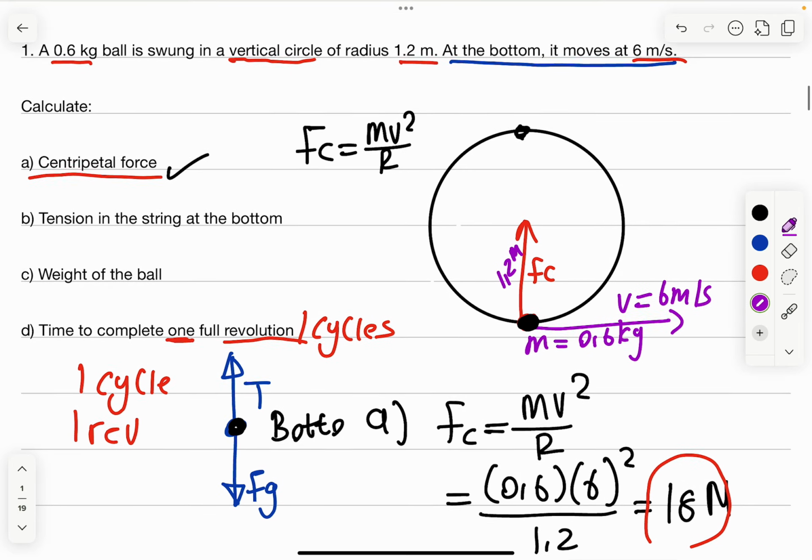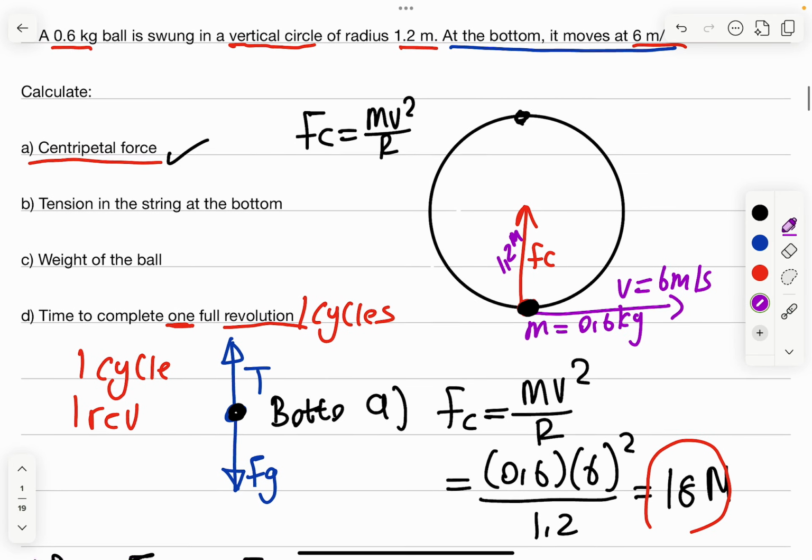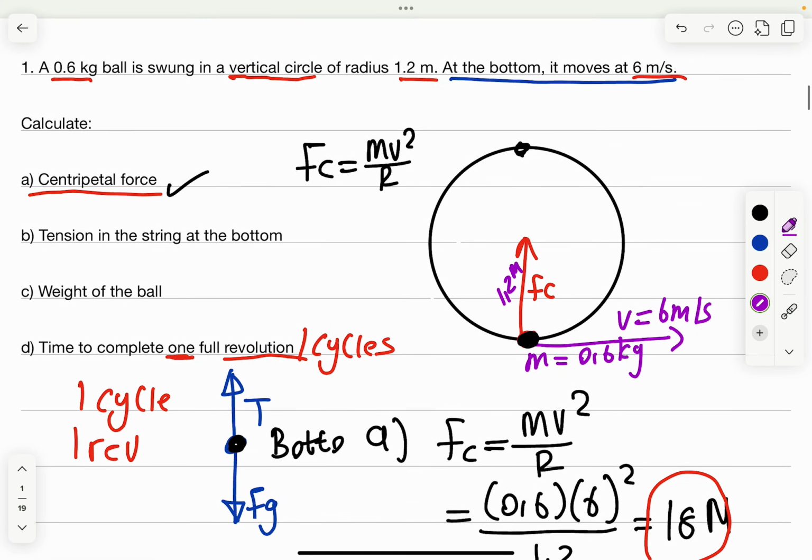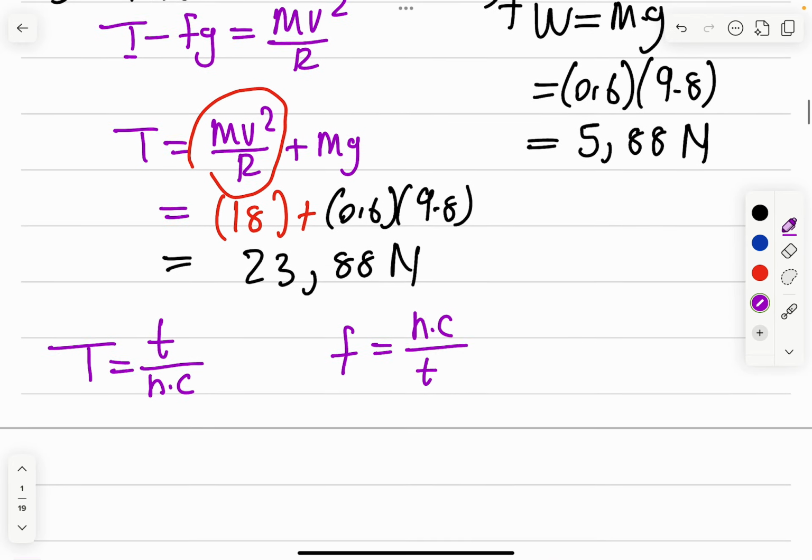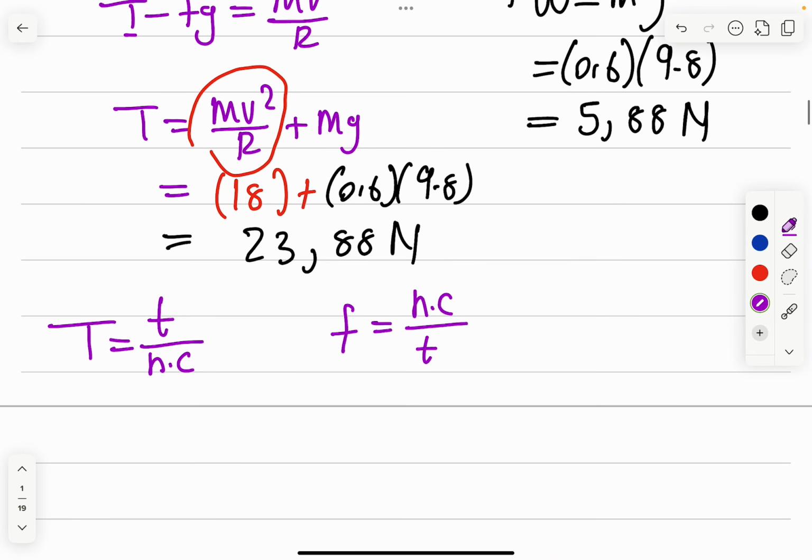Understand? So they say calculate the time to complete one full revolution. How do we calculate the time? You don't have the period. But you know the formula.